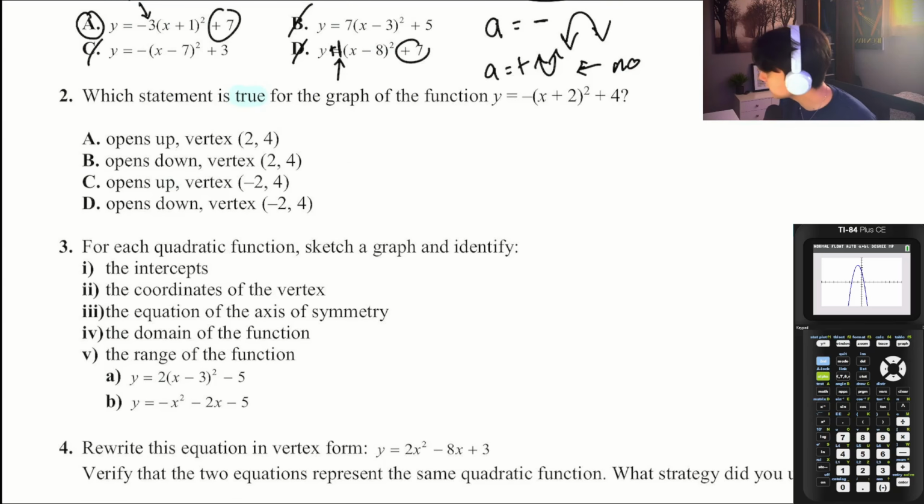All right, so which statement is true here, okay? We're just looking for the one, so that means 3 out of 4 options here are going to be false. So that's something we know. Just keep this in mind. And we're examining this function here. So there's a couple things we have to look at.